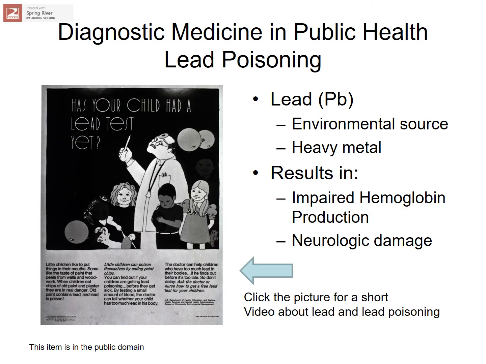The last red cell issue or disorder we'll speak of is lead poisoning. So lead poisoning is not really a red cell disease, but lead poisoning causes abnormal hemoglobin formation. And the ability to test for lead is an example of how the diagnostic disciplines contribute to the evaluation of public health. So lead poisoning, lead contamination is a public health issue.